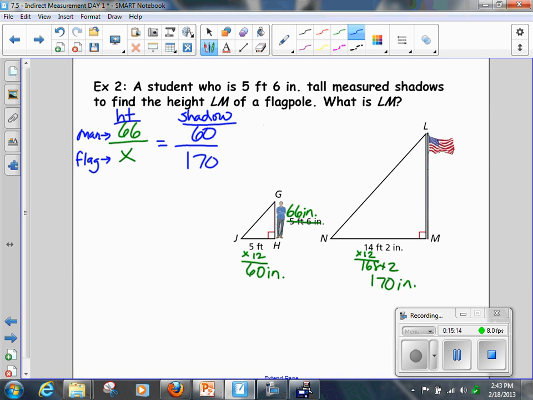Could you do like 66 over 60, X over 170? Can I do that? Do I like for you to do that? I don't like for you to do that because you've got to do corresponding sides. 66 over X? That's what he did. What did you say? 66 over what? X over 66.